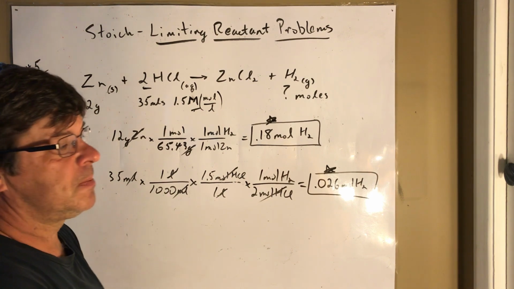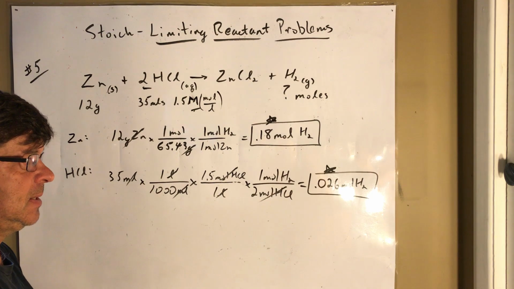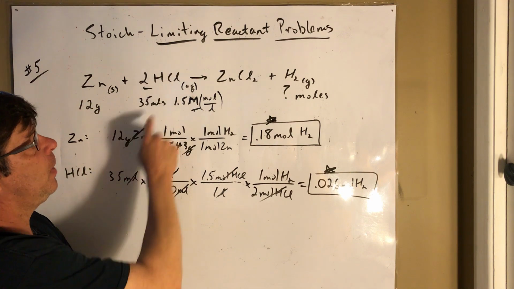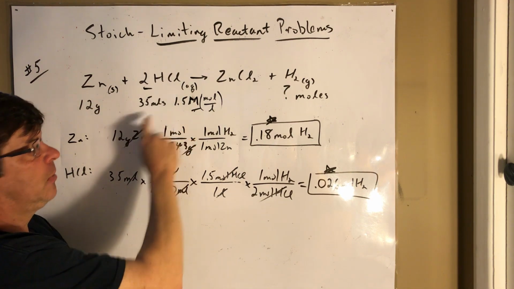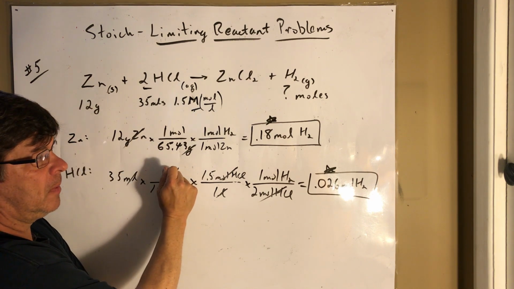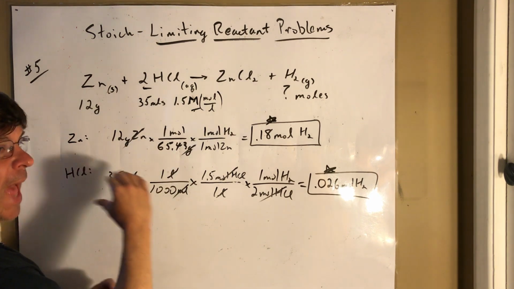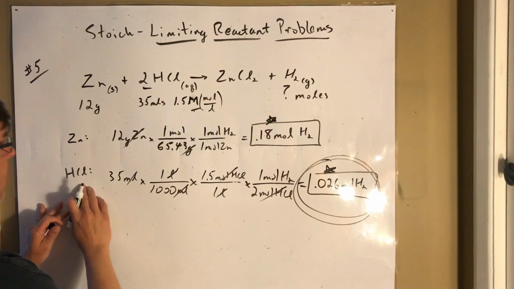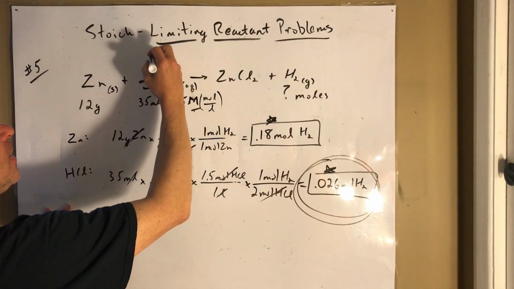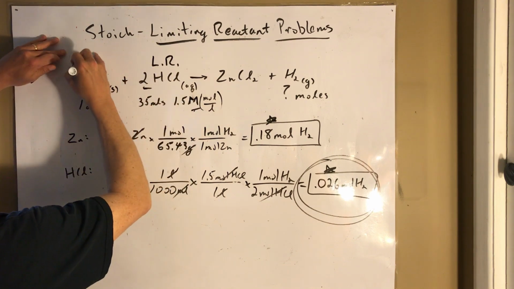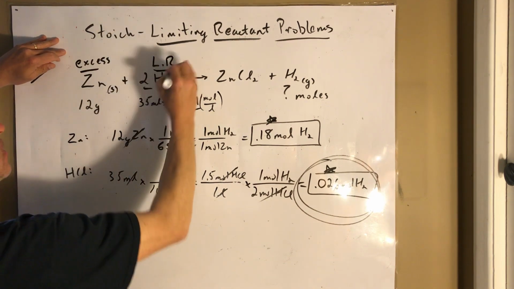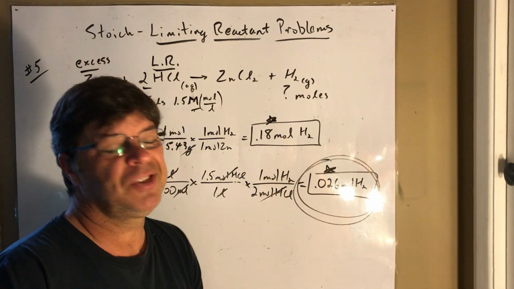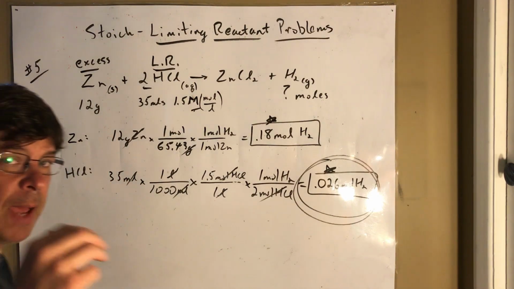This is what it tells us, that the zinc is in excess. What we're doing here is assuming we have enough hydrochloric acid to react with all the zinc. Well, we don't. So whichever reactant gives you the smaller value, that is what's called the limiting reactant. So this is the limiting reactant, and this is in excess. So limiting reactant problems: if I don't tell you what's in excess, just do 2 stoich problems. Your next assignment, that's what you'll be doing.